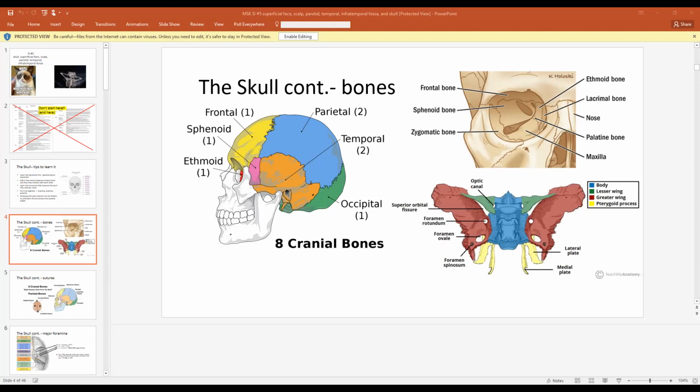Just another view of those. Nasalis is going to be your big nose one. Like I was saying, there are a lot of little tiny muscles that are here, and then there's a couple here. Don't worry about those. Nasalis is kind of all you need to know for now. And then orbicularis oculi, same thing as orbicularis oris, but around the eyes instead.